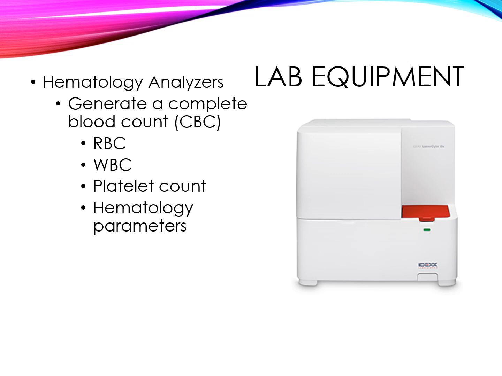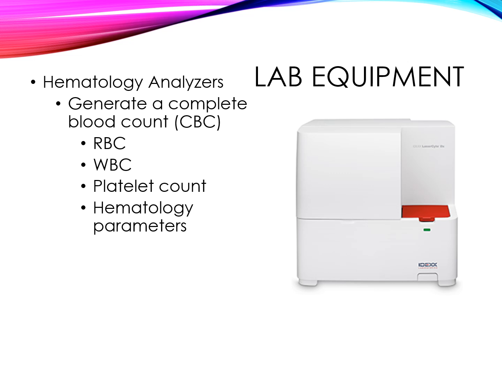The CBC tells us what cells we have in our body, if they're increased or decreased, depending on what it is. An increase of certain types of white blood cells may indicate inflammation or infection, and the parameters of the CBC can tell us if something is low or high. They usually classify and count cells based on size, shape, and density.